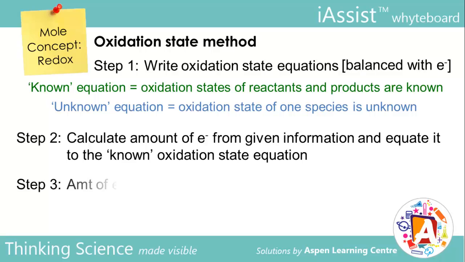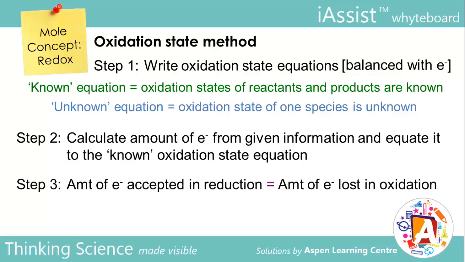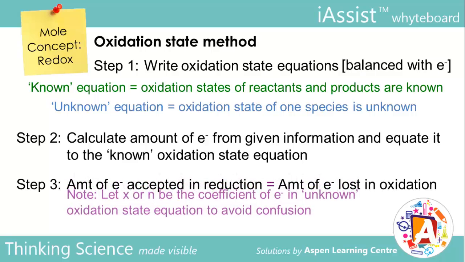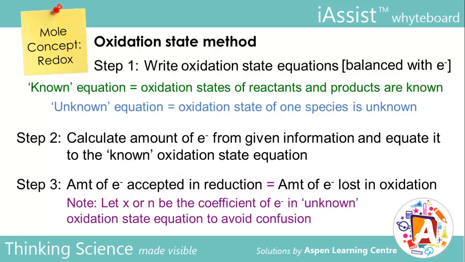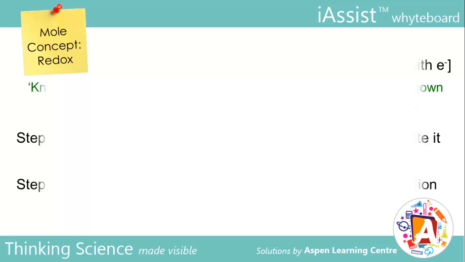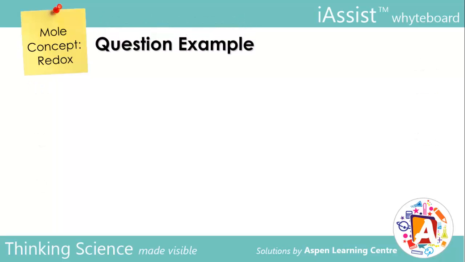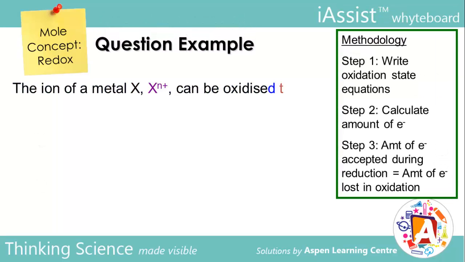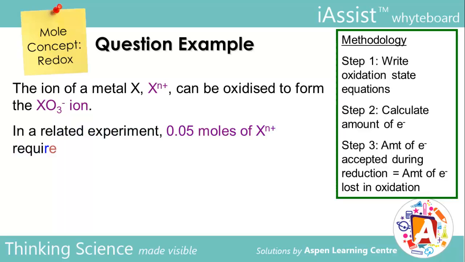Lastly, know that the amount of electrons accepted in the reduction equation corresponds to the amount of electrons lost in the oxidation equation. To avoid confusion, let X or N be the coefficient of the electrons in the unknown oxidation state equation. Moving on to a question example, we now aim to find the initial oxidation state of Xn+ when given the following information.